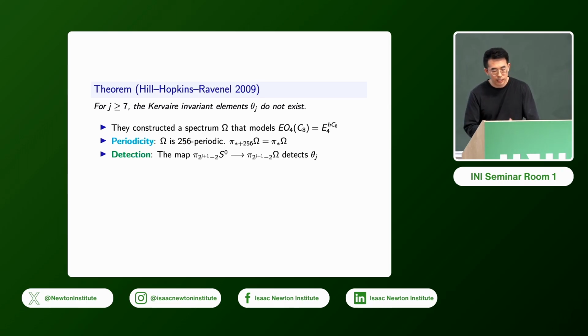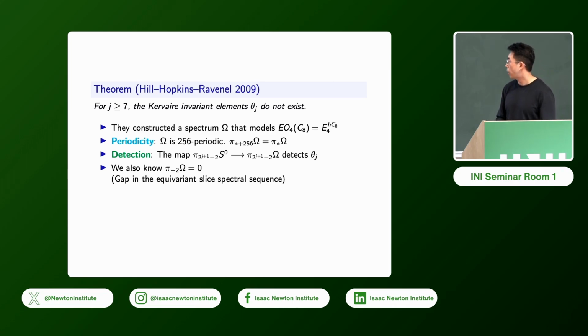The second theorem is the detection theorem. They showed that the Hurewicz map from the sphere to Omega detects the theta_j elements. What I mean by detect is that if the theta_j elements are non-zero on the left, then when I map it over, it has to be non-zero on the right.